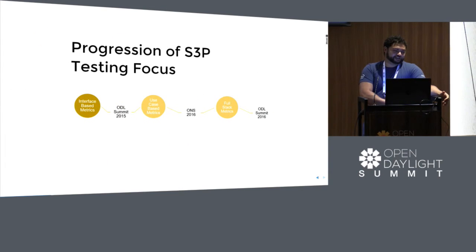So, the progression of S3P testing focus. I've talked previously about S3P at OpenDaylight Summit, ONS 2016, and the ODL Developer Forum. Over time, how we talk about this problem has changed inside the OpenDaylight community, and how we want to create the tests. The first discussions were very interface and component based. The issue with focusing on interfaces or specific components is that it excludes other pieces that have large impacts on recorded S3P metrics. Next, we focused on use case-based metrics.